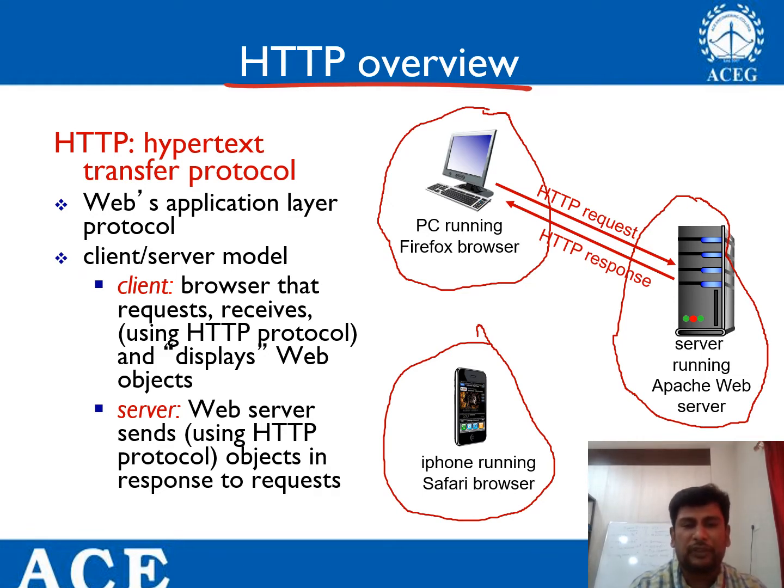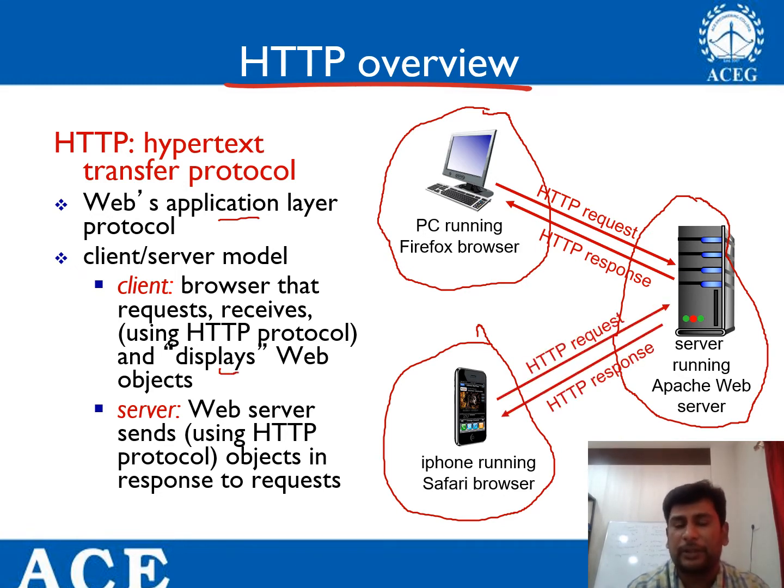So the web's application layer protocol will be carrying the content which those client devices are trying to access. In the client server model here, a client is one which uses its browser to make the request. At the same time, it receives the responses from the web server, and once it receives the response, it will display that particular web page on the PC or mobile. So the client makes the request, and after receiving the response, it displays that web page on its display.